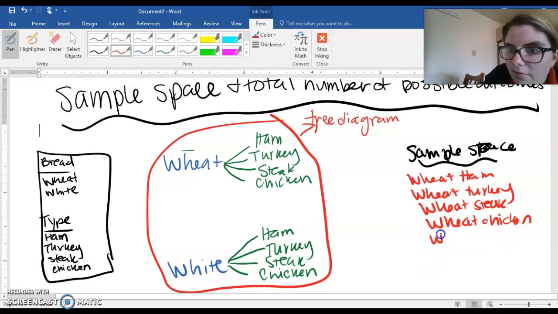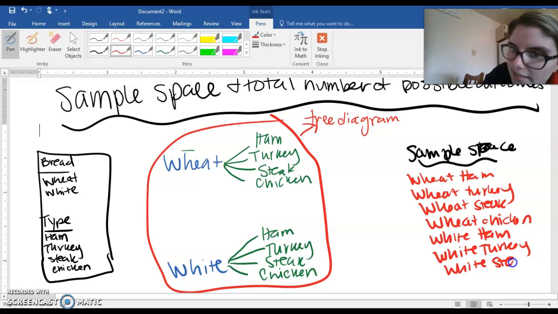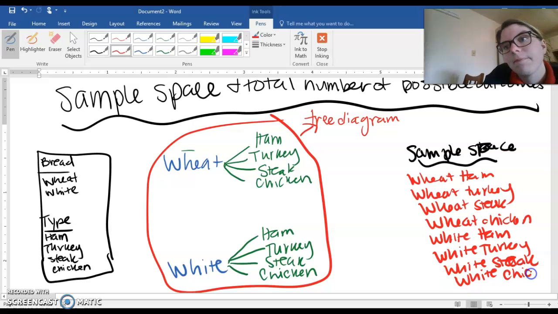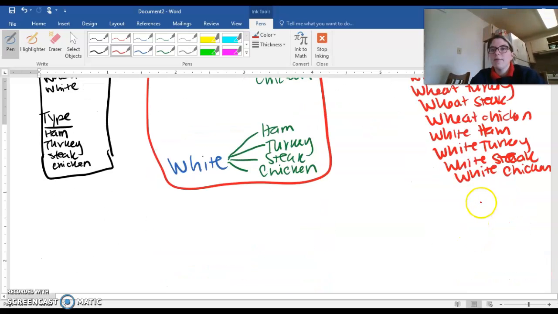I can have white bread with ham, white bread with turkey, white bread with steak, and white bread with chicken. Okay, so that right there is my sample space.